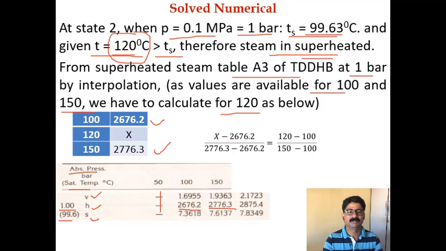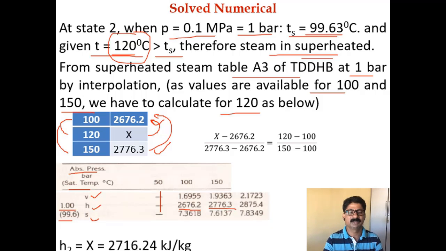Now x can be found by using this formula. You take x minus this, divided by this minus this. Better you always take any two differences and take the ratio: x minus 2676.2 divided by 2776.3 minus 2676.2. The same ratio you take on the other side: 120 minus 100 divided by 150 minus 100. Any two differences you can take, but better always take x as one of them, because simplification becomes easier.